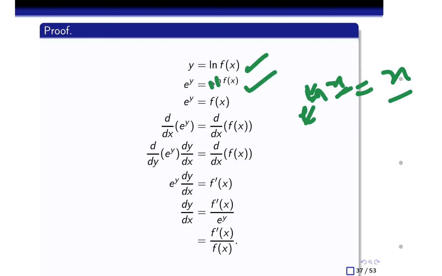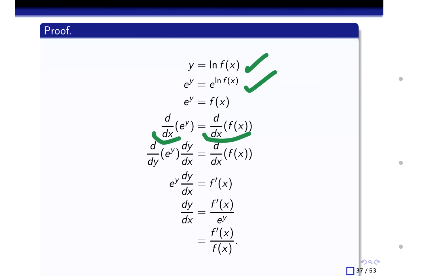So you have e raised power y equals f of x. Okay. And then as you have e raised power y equals f of x, the next thing is you now want to differentiate with respect to x. So you have d dx of e raised power y and d dx of f of x. Since this is y here, there's no x here, so you have to now say d dy of e raised power y dy dx, and that is equal to d dx of f of x.